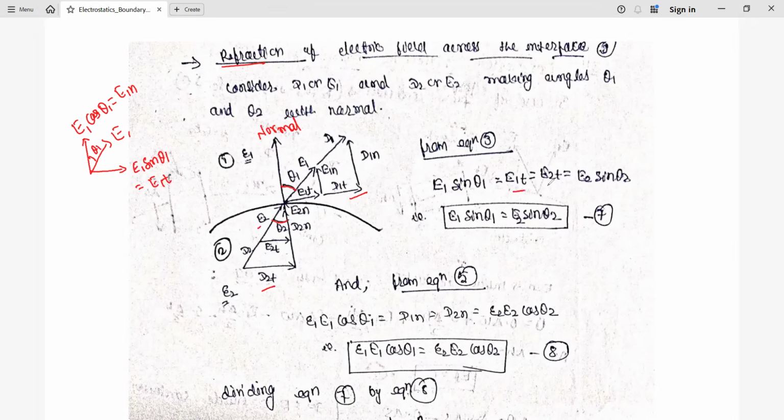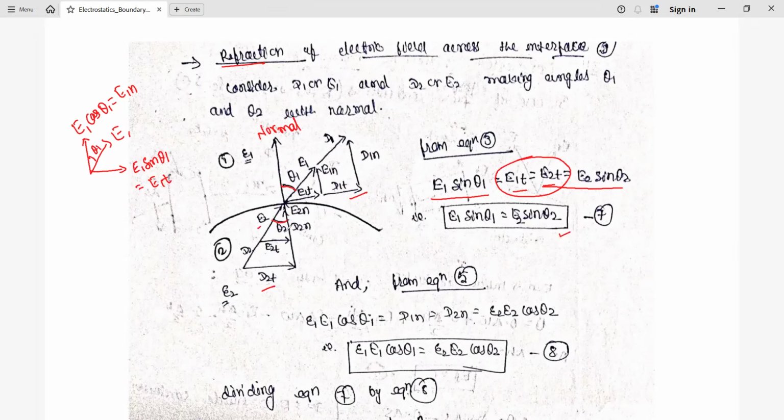E1t, and here E2t, and finally E2 sine theta 2. So this is for medium 2 and this is in the case of medium 1. Already we have seen that the tangential components at the interface are equal. So on the basis of that we can write E1 sine theta 1 equal to E2 sine theta 2.